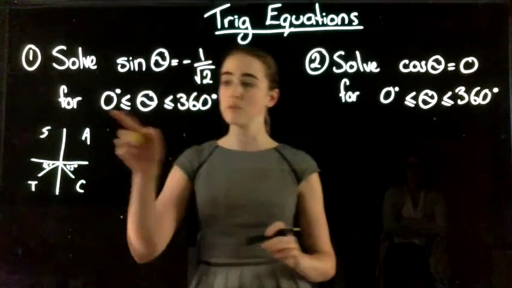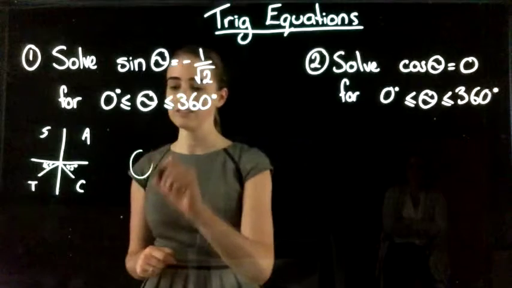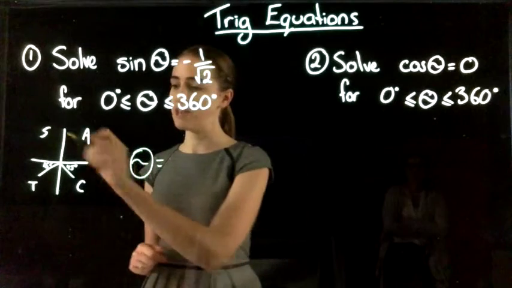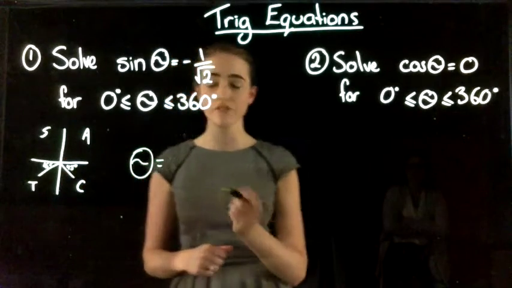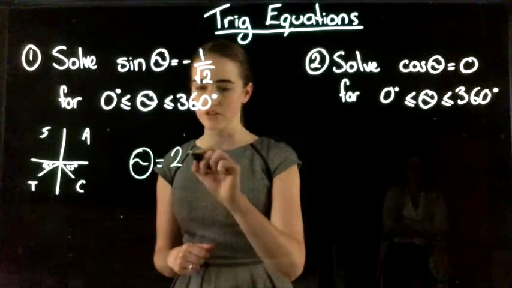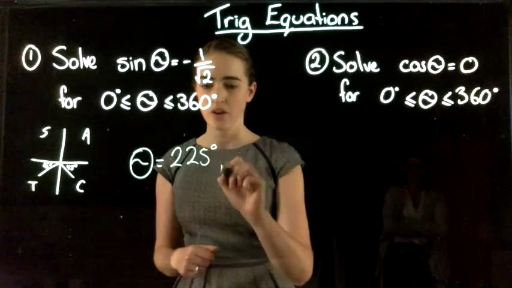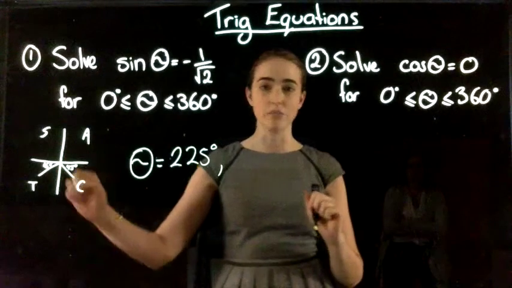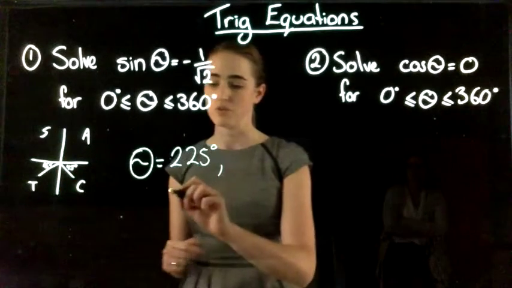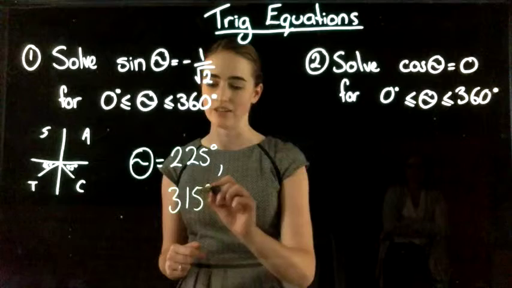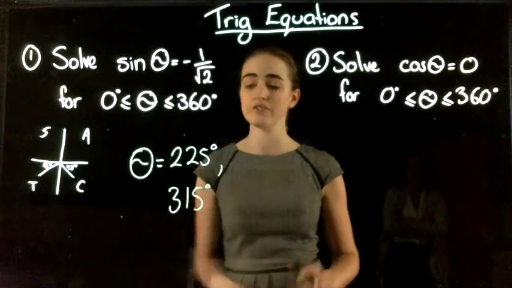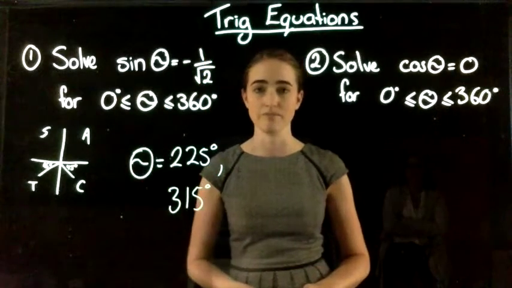So that means because we're going between 0 and 360 degrees, theta is going to be equal to 180 plus 45 degrees, which would be 225 degrees, or 360 minus that 45 degrees, which would be 315 degrees. So there are two values for theta that satisfy that equation.